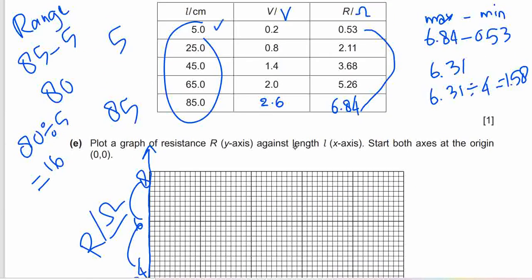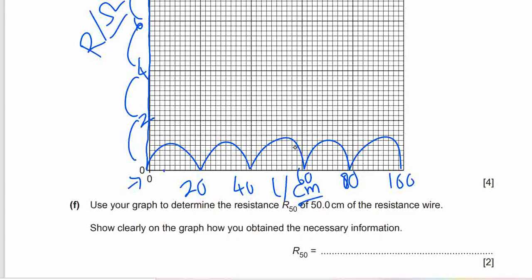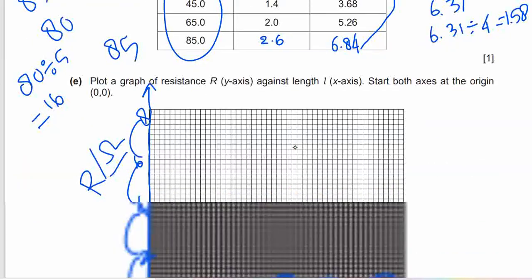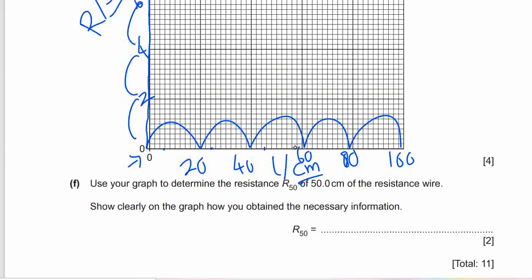Next is 25, 45, 65, 85. 25 is somewhere here. 45 is somewhere here. And then 65 and 85 is somewhere here. Because in the middle is 90, so 85 will be middle way between 80 and 90. The same applies. This is 30. This is 50. So this will be the correct position of 5, 25, 45, 65, and 85.